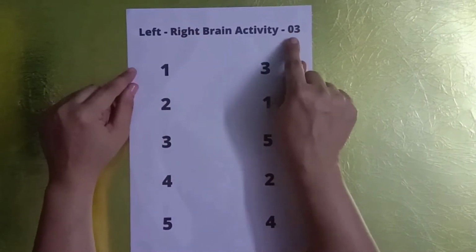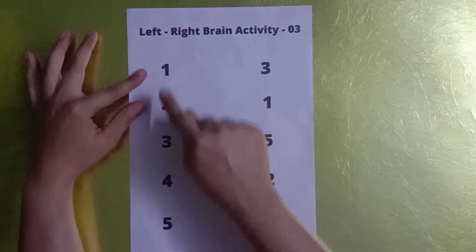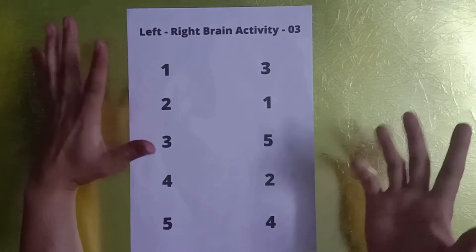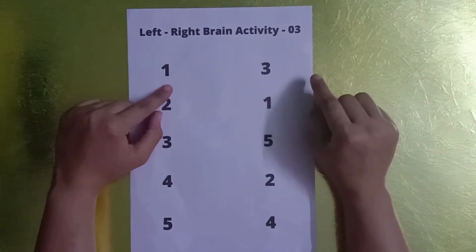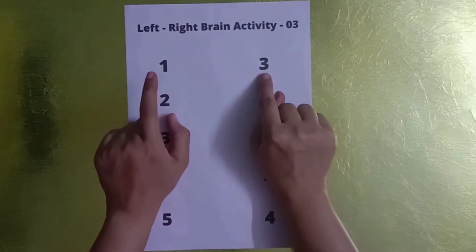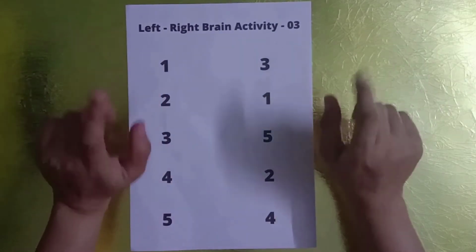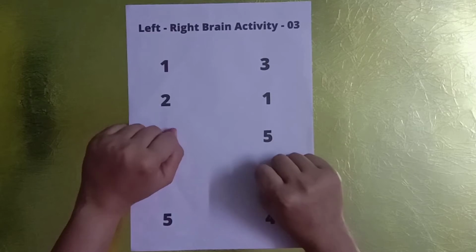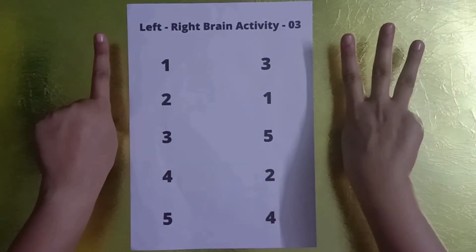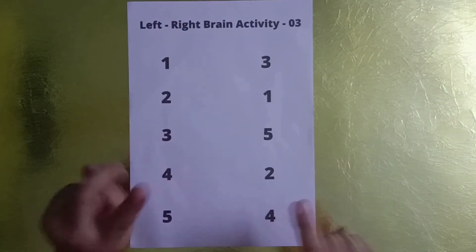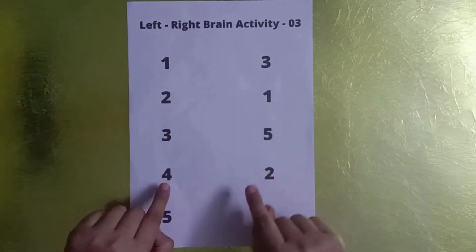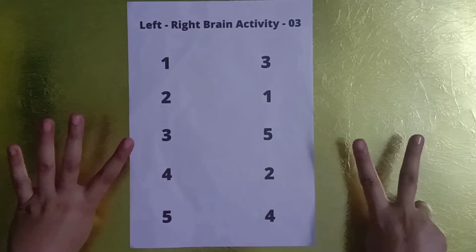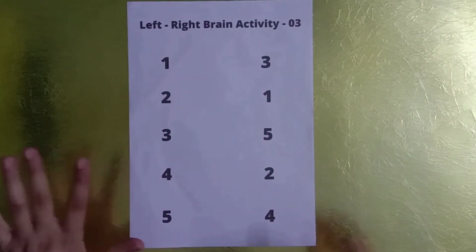After this, our level 3 is there. In this, I have just written at the left side number 1 to 5, and at the right side the random numbers, right? So first child would read the numbers. So as you could see, it's 1 at the left and 3 at the right. So child would use his fingers and show the fingers as per the number written. So 1 and 3, then 2 and 1, then the next is 3 and 5, right? Then 4 and 2, and the last one is 5 and 4, right?